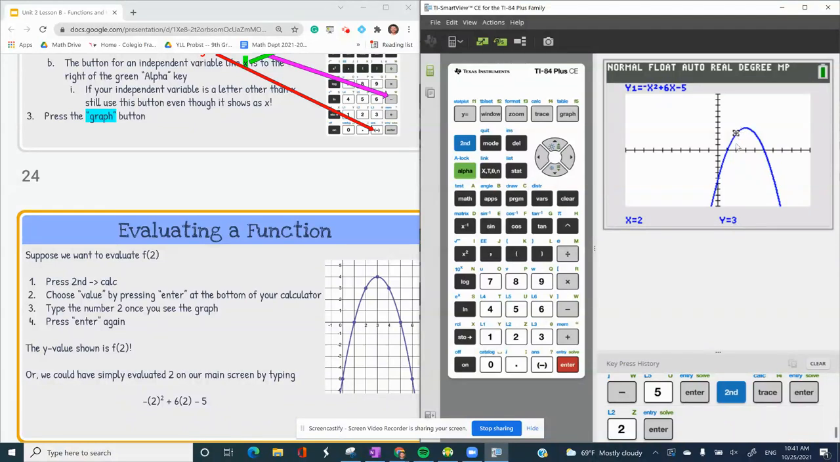So this is a much easier way than just typing into your main screen of how we can evaluate a function, which is really nifty. Second calc value is how you would sort of summarize that. Second calc value is how we can evaluate a function.